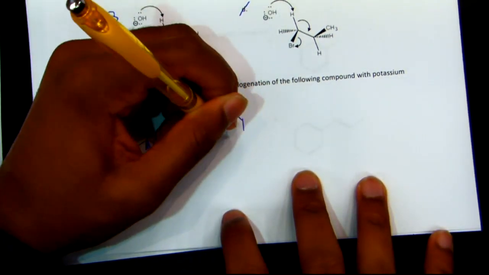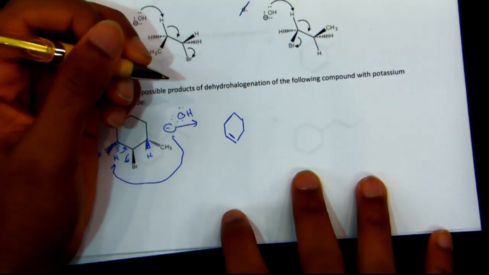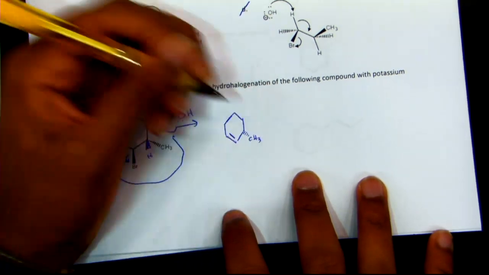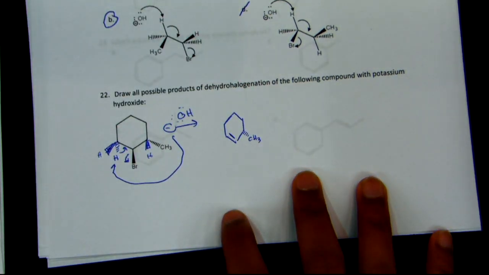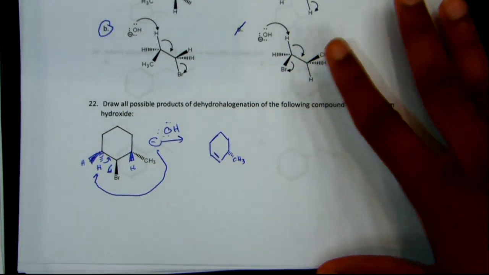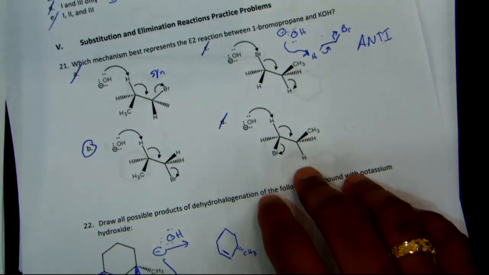And so it'll just form a double bond and then CH3. And that's my only product. Is everyone good with that? So this is a review of E2, all that stuff. Okay, next question. All good? Okay, cool.